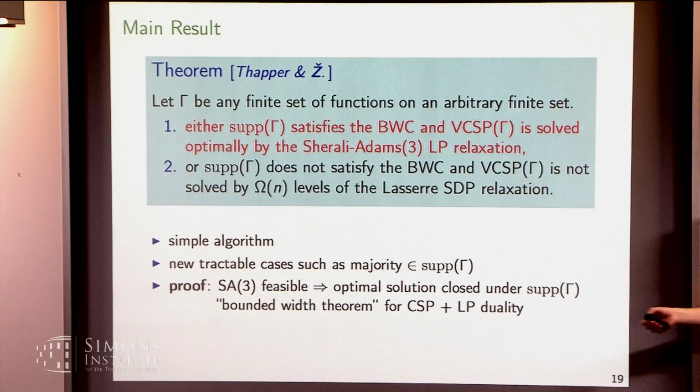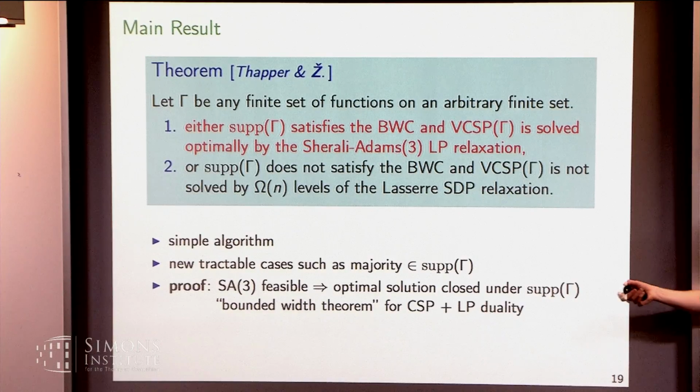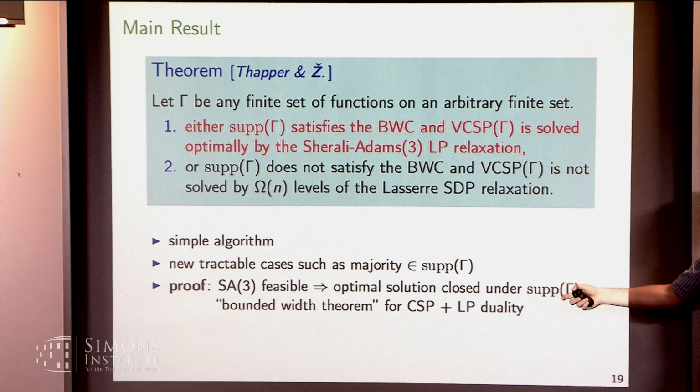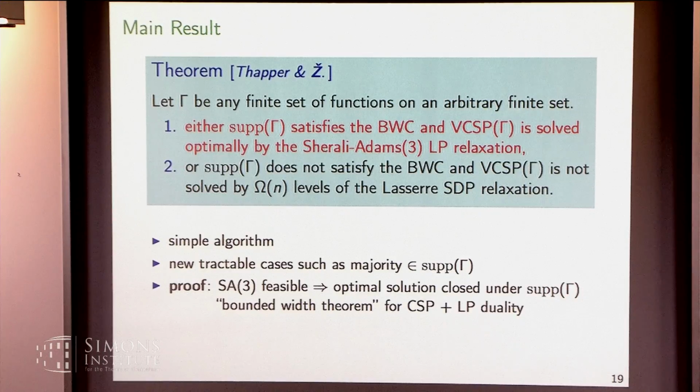And the proof heavily relies on the bounded width theorem. It's a key ingredient. So what we do, we show that if the third level of the LP relaxation has a solution, then actually you can find a solution that is closed under all the operations that are in the support. And once you have that, you can go to decision CSPs, use the bounded width theorem, and then use LP duality to go back and show that actually the relaxation is tight.